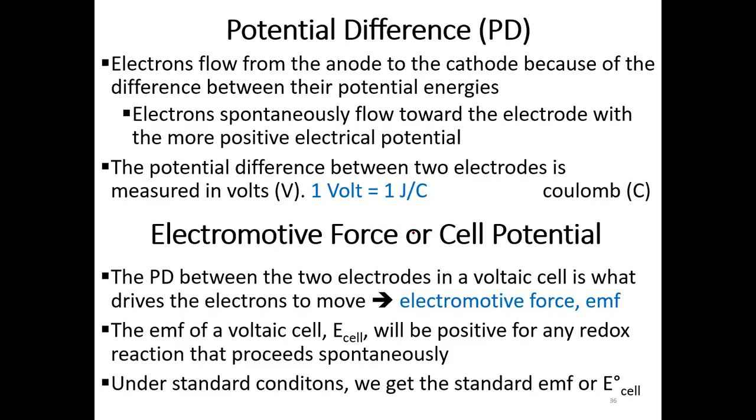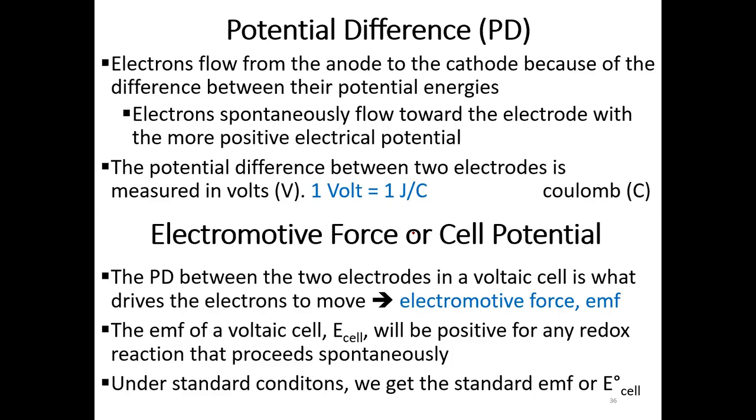There's an entire table of potentials to look into to decide which is going to be the anode and which is going to be the cathode. Again, electrons spontaneously flow towards the electrode with the more positive electrical potential. So both can have positive potential. When we talk about the cathode and the anode, they can both have positive electrical potential. To decide which one is the anode and which is the cathode, we base our decision on this statement: electrons spontaneously flow towards the electrode with the more positive electrical potential.